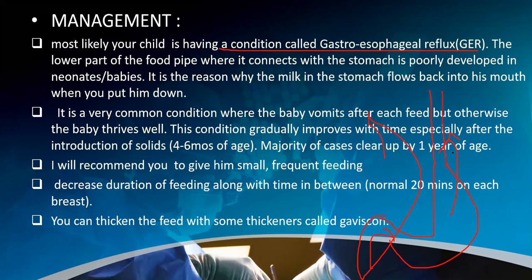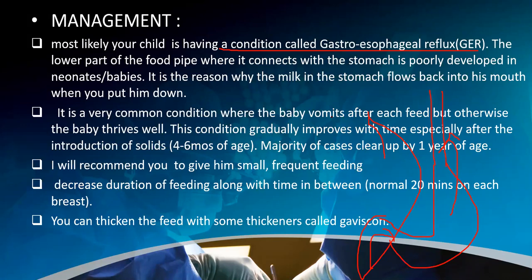And that comes as vomiting in your child's case. So the lower part of the food pipe where it connects to the stomach is poorly developed in any child. And that's the reason why the milk in the stomach flows back into the mouth when you put him down or when you feed him. And it's a very common situation. Please don't worry about it.